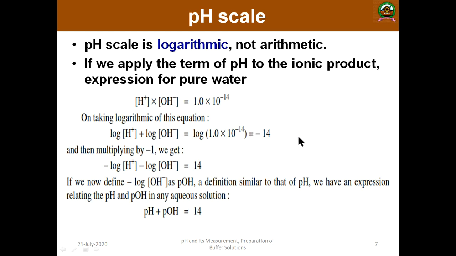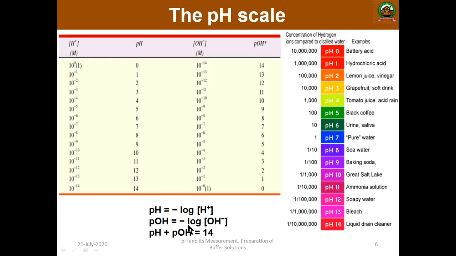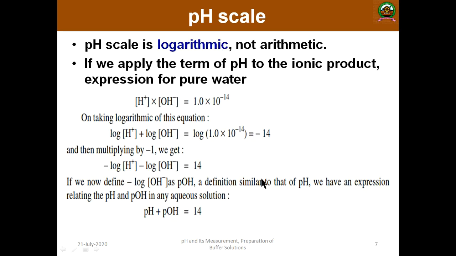So the total answer is minus 14. When we multiply by minus 1, the negative of log H plus minus log OH minus equals 14, because the minus becomes plus. If we now define the negative logarithm to the base 10 of OH minus as pOH, similar to pH, we can express the relation as pH plus pOH equals 14. That is what I have told you.